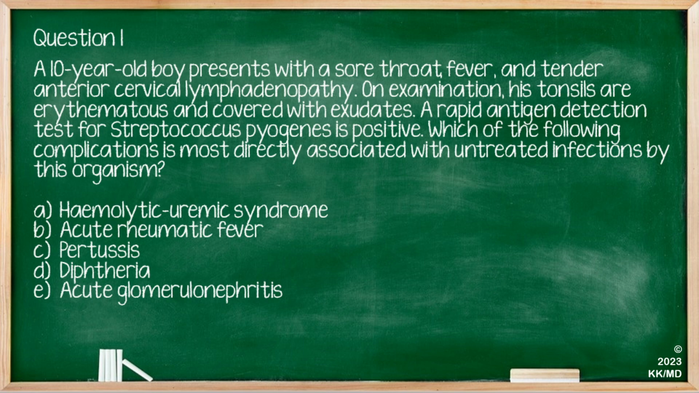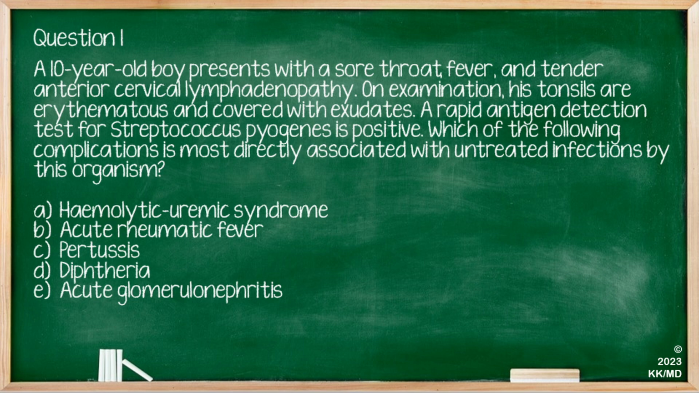Let's do a question. A 10-year-old boy presents with a sore throat, fever, and tender anterior cervical lymphadenopathy. On examination, his tonsils are erythematous and covered with exudate. A rapid antigen detection test for Streptococcus pyogenes is positive. Which of the following complications is most directly associated with the untreated infection by this organism? A. Hemolytic uremic syndrome, or HUS. B. Acute rheumatic fever. C. Pertussis. D. Diphtheria. E. Acute glomerulonephritis.